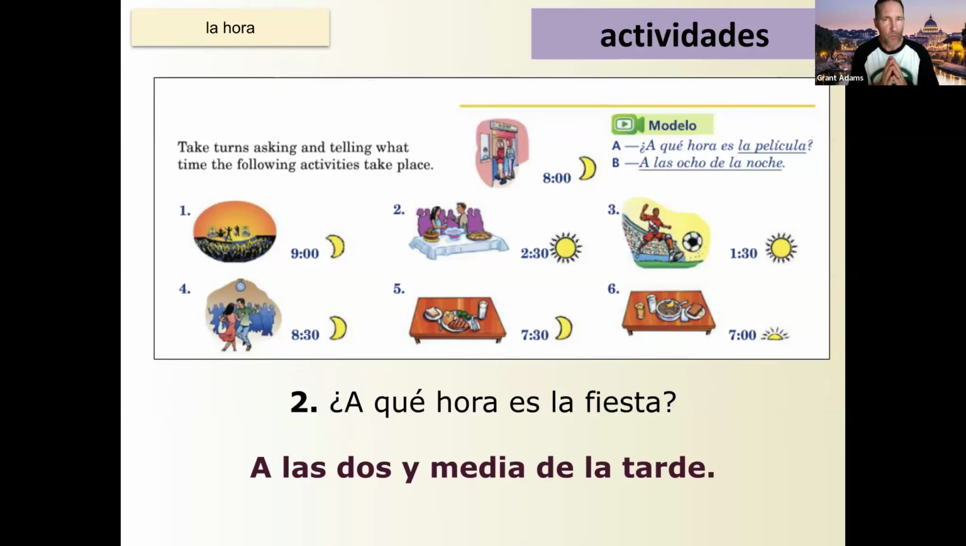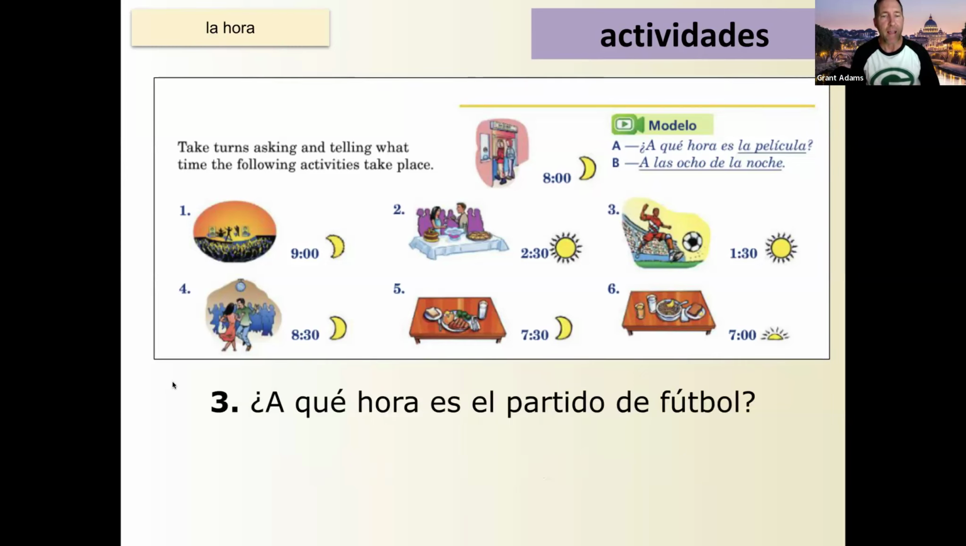Now, remember, if I have a time, I have to have de la tarde. If I don't have a time, like I study at night, por la tarde or por la noche. In this case, afternoon. Let's say I study in the afternoon. Estudio por la tarde. But once I throw in a time, I change it to de la tarde. So, excelente. Número 3. ¿A qué hora es el partido de fútbol?